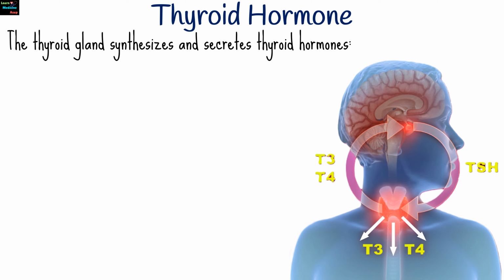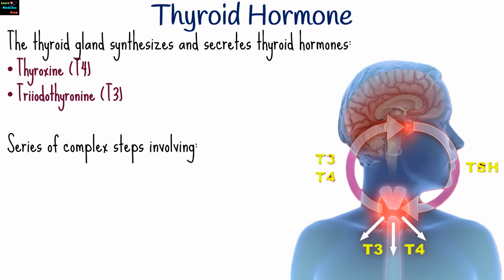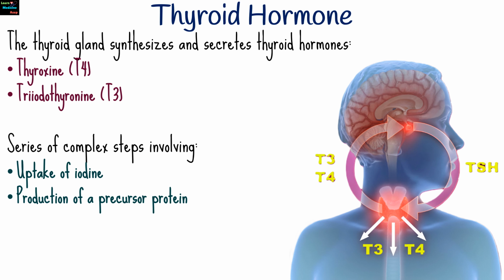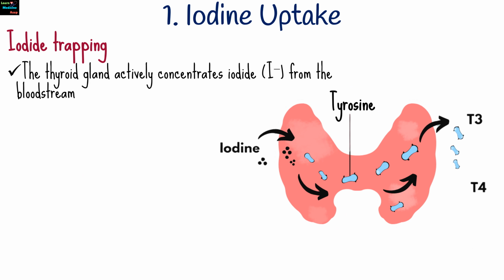The thyroid gland synthesizes and secretes thyroid hormones, primarily thyroxine, also known as T4, and triiodothyronine, also known as T3, through a series of complex steps involving the uptake of iodine, the production of a precursor protein, and enzymatic reactions. The first step begins with iodine uptake that involves iodide trapping.